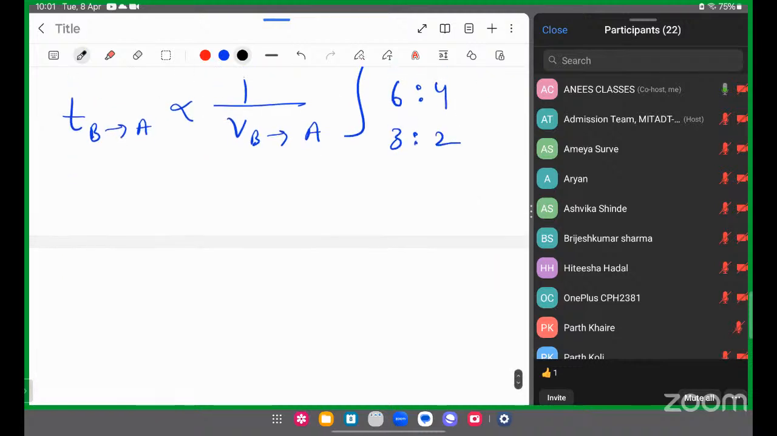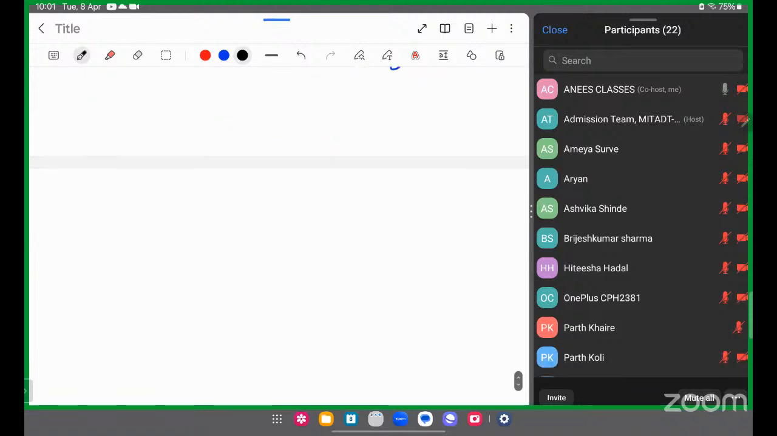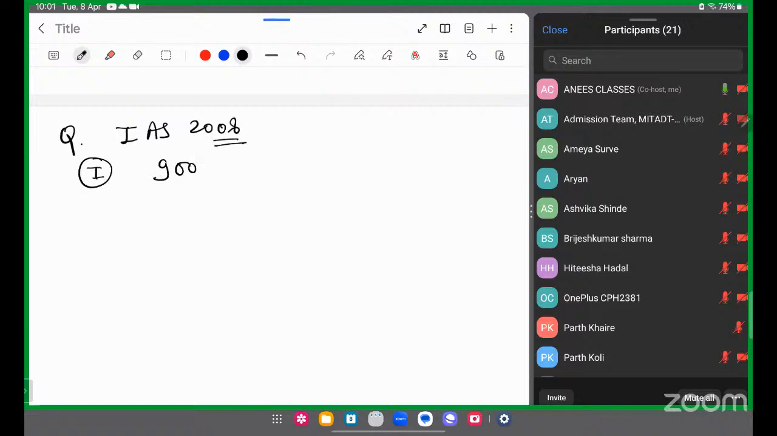Next question is, interesting question. Simple question. A trip to a destination is made in the following way. So there is a trip, and this trip is completed in 3 different modes. First part of the trip is 900 kilometers by train.